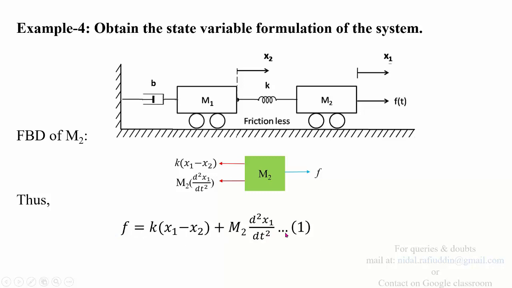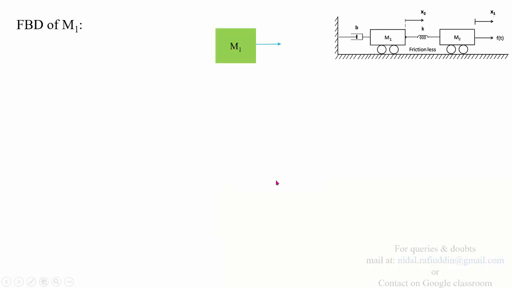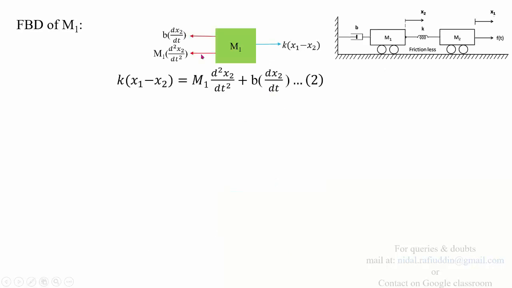So if you see, equation 1 is a second order differential equation which could be converted into two first order differential equations. Likewise, you obtain equation 2, which is again a second order differential equation which can again be converted into two first order differential equations. And thus from equation 1 you get two first order differential equations, plus two first order differential equations from equation 2. That makes four equations of first order. And thus four equations of first order means that this system will be having four state variables.